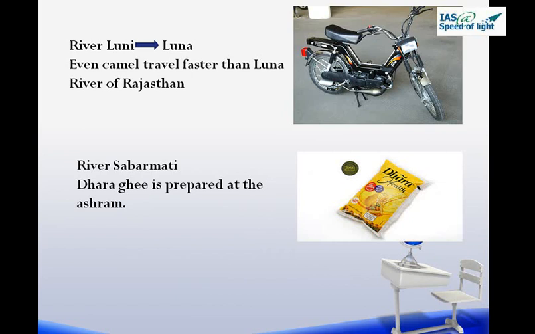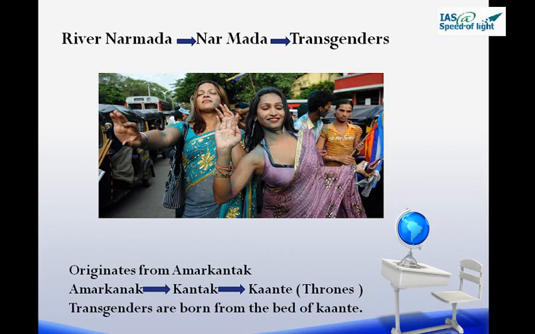Then we come to Narmada, that is a transgender. It originates from Amarkantak. Amarkantak, it is Kantak or Kante. Kante is a Hindi word for thorns. We know how difficult the daily life of transgenders is. So transgenders are born from the bed of thorns. They face so much struggle in their life. It originates from a place known as Amarkantak in Madhya Pradesh, and it is the same place where another river also originates, which is Son. But Son flows in the eastern direction, and Narmada flows in the western direction because of the formation of a rift valley there.